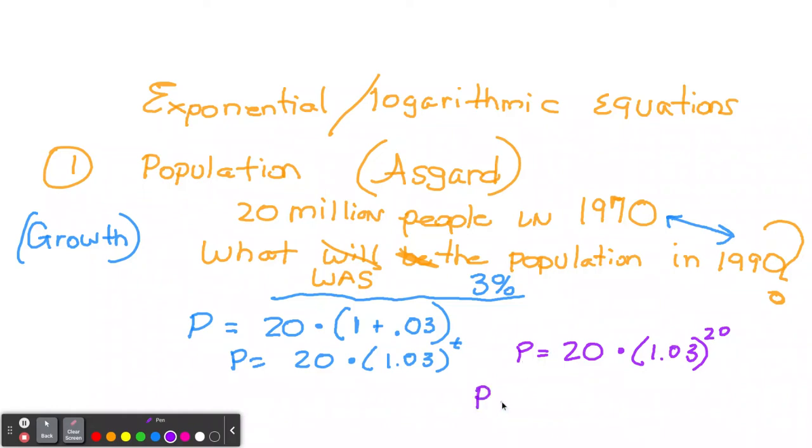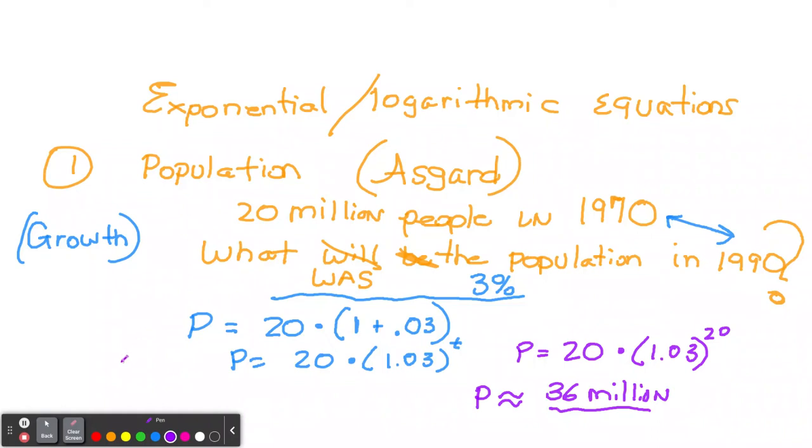So this will give us a population of about, we'll just say, 36 million. It was projected to be, if it was this true rate, 36 million people. All right, so I'll keep that up for a couple of seconds, if you want to rewind.